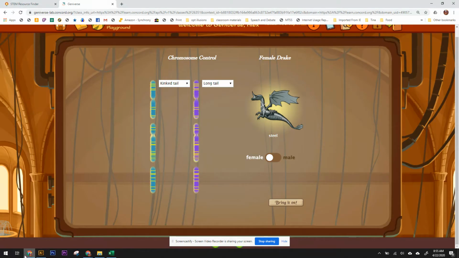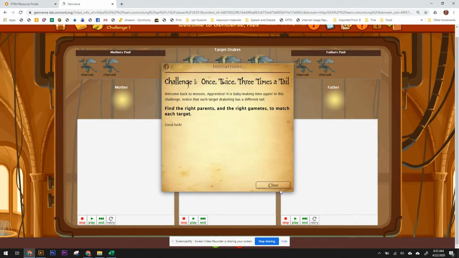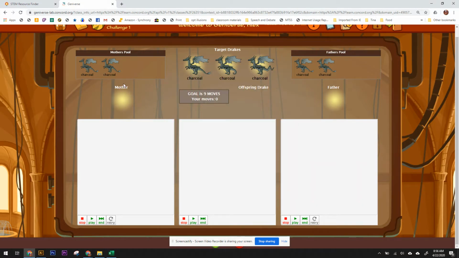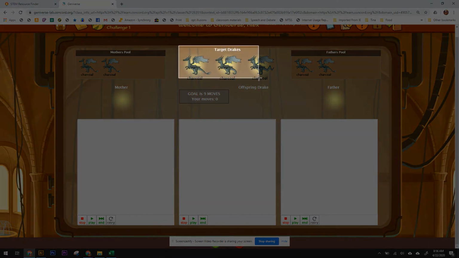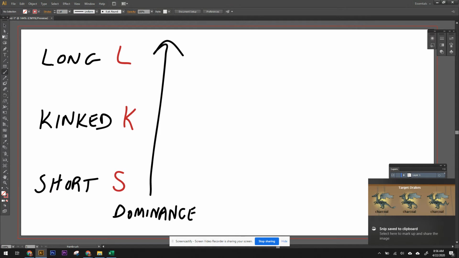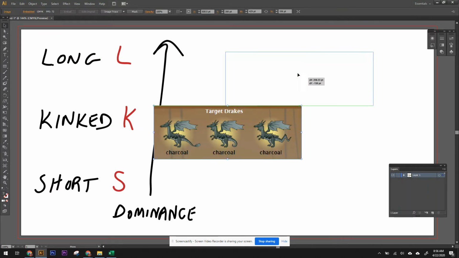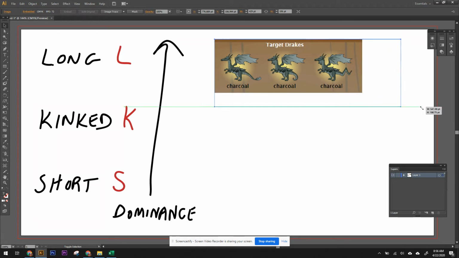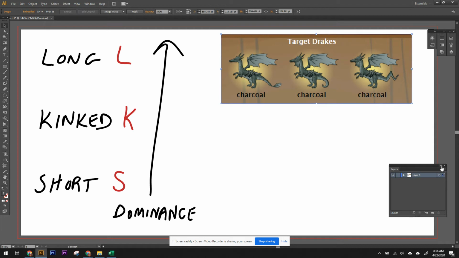Okay, so with those notes, I think we can move on. We are ready for our first challenge. Find the right parents and the right gametes to match each target. We're given mothers to breed, fathers to breed, and target offspring to create. Before we start looking at the mother and father's gametes, we should take a look at what sort of genotypes we are trying to get with these three drakes. Now I'm going to help you do one of them, and then I'm going to leave the other two up to you. These are not random, so you will have the same three drakes you see in this video today.